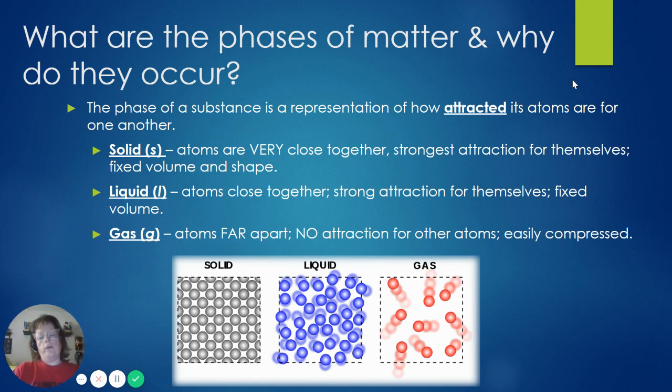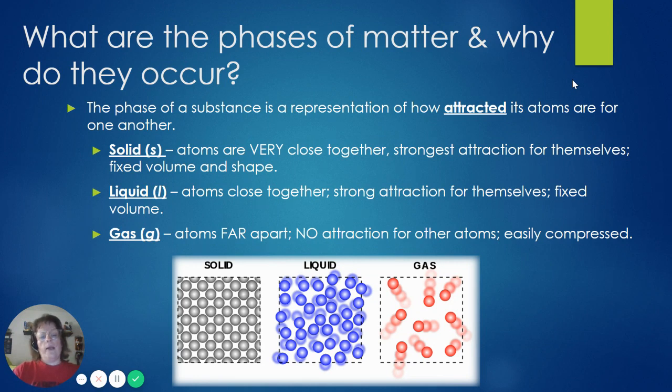So what are phases of matter? This is pretty easy. You guys know this, definitely done this since kindergarten probably. The phase of a substance is represented by how attracted its atoms are to one another. So in solids, the atoms are very attracted to one another. They're very close together. There's a very strong attraction, and it has a fixed volume and shape. So ice is going to have its fixed shape. It's not going to change.